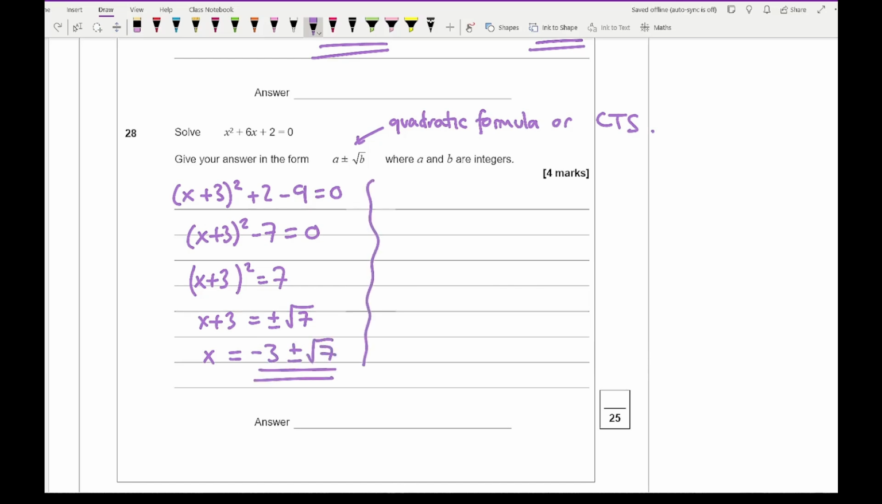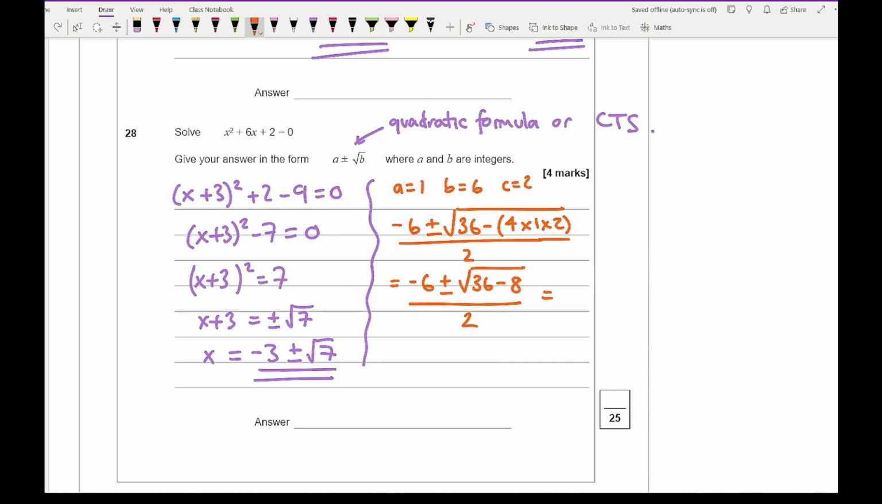Now if I did use the quadratic formula, basically a equals 1, b equals 6, and c equals 2. So if I substitute those numbers in, I get minus 6 plus or minus the square root of 36 minus 4 times 1 times 2, all divided by 2 times 1. So then working this out, I get minus 6 plus or minus the square root of 36 minus 8, and that's all divided by 2. Then simplifying that further, I get minus 6 plus or minus the square root of 28, divided by 2.